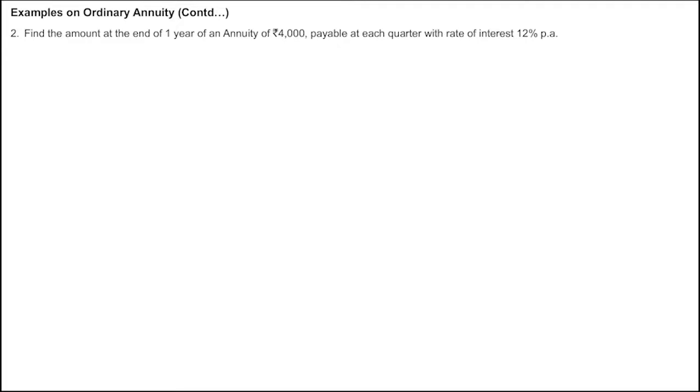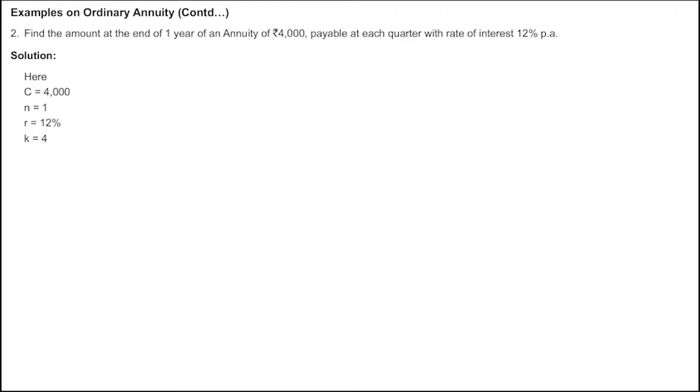Find the amount at the end of 1 year of an annuity of rupees 4,000 payable at each quarter with the rate of interest 12% per annum. Here C is 4,000, n is equal to 1, R is equal to 12% and K equal to 4 because it is payable at each quarter. And how many quarters are there in a year? 4. So K is equal to 4.